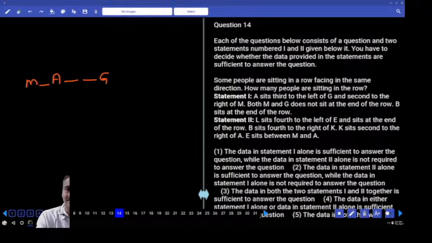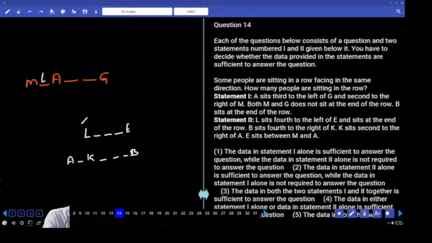Now with this one, we cannot determine how many persons are there in the row. Then second, L sits fourth to the left of E. Now in the second case, L is fourth to the left of E and sits at one of the ends of the row. As L is at one of the ends, L must be at the left extreme. Right is not possible. And B sits fourth to the right of K. K sits second to the right of A. And E sits between M and A. Now with the help of this one also it is not sufficient.